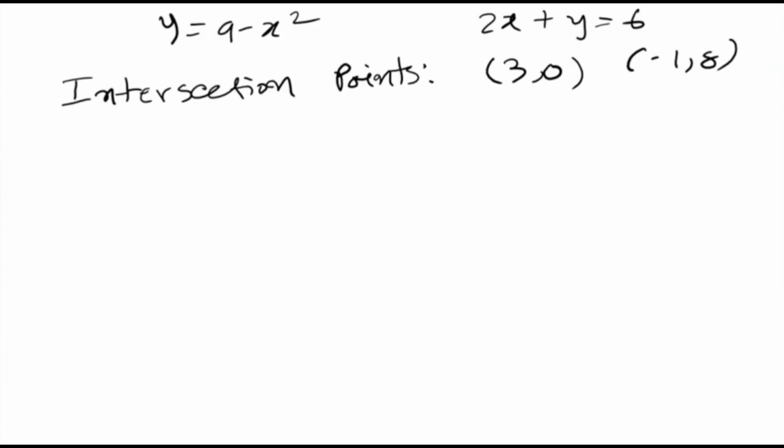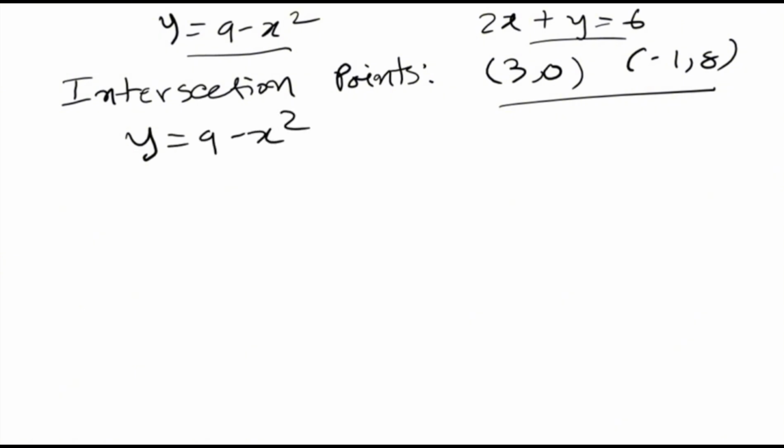So how we can do that? I have these two equations and this is my intersection point. So I have to substitute this value in one of the equations and check whether this is right or not. So I will use this equation, y is equal to 9 minus x squared. I am using 3, 0. So y is equal to 0 and 9 minus 3 squared. I can see 3 squared is 9 and 9 minus 9 is 0. That means it is correct.